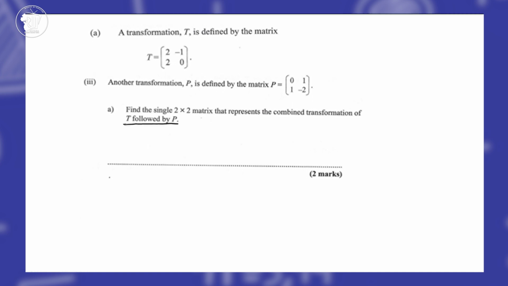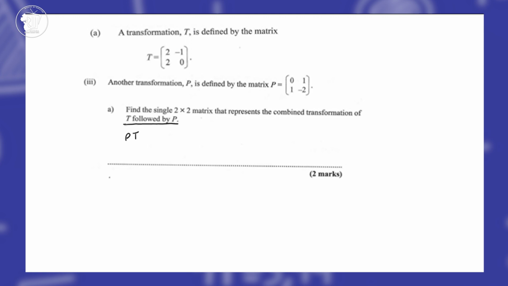T followed by P is represented as PT. This is saying T followed by P, so this is represented as P multiplied by T. This is very important to note. Remember, the multiplication of matrices is not commutative, meaning P times T is not the same as T times P. So just be careful. Transformation T followed by P is represented as P multiplied by T. Whatever is here will come first in the product.